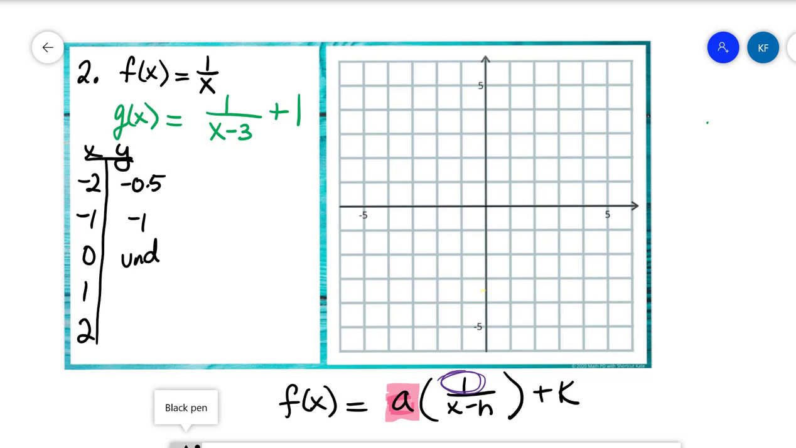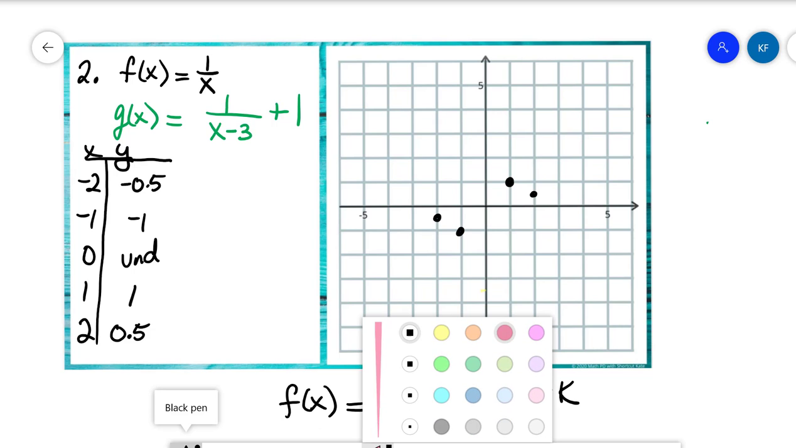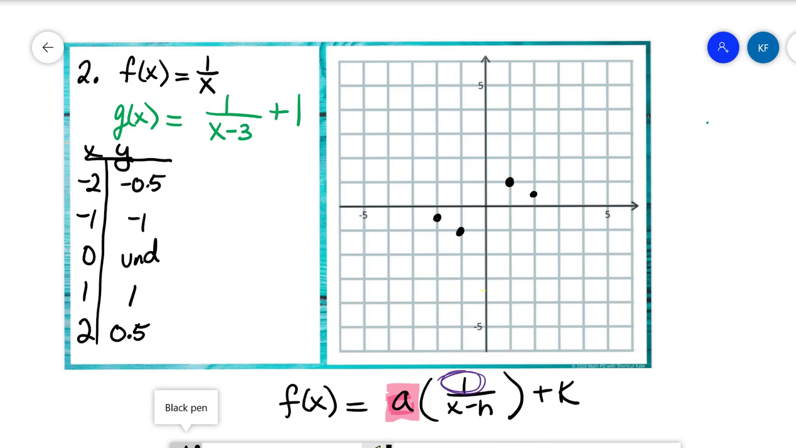Undefined, right? If you plug 0 in here, you'll get 0 in the denominator. It becomes undefined. And so that's my parent graph. I'm going to just plot those points. Stop the video if you need to look at the graph in more detail. My asymptotes are part of the parent graph. I said that before. And now we need to look at the transformation.